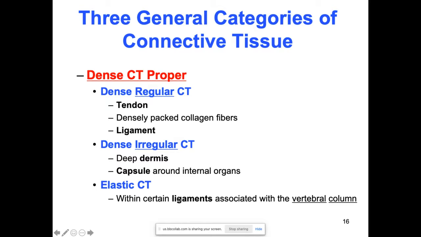Elastic connective tissue, there's that word elastic. Ligaments need to have a degree of elasticity. Now, ligaments are not tendons. There's a difference between tendons and ligaments. Ligaments are this anatomical soft tissue structure that goes from one bone and it attaches to another bone.